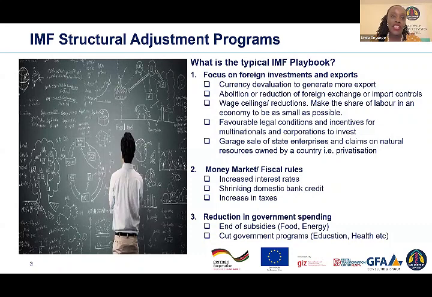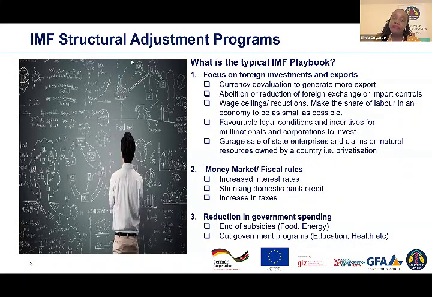So what happens, number one, is that they want to encourage exports. That's the mindset of some of these structural adjustment programs. They're very keen on foreign investments and exports. And so you start to see currency devaluation, and the whole idea behind it is really to generate more exports. There's also a lot of abolition of foreign exchange controls, where you used to ease the dollar. The previous government in Kenya has been accused of easing the dollar, where that used to happen a lot. It's no longer going to happen as much.